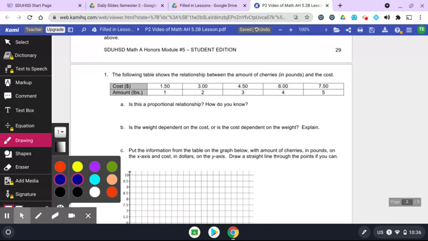The following tables show the relationship between cherries in pounds and cost. Is it proportional? How do you know? So I need to see if there is a value that I can multiply every time to get from one variable to the other. So 1 times 1.50 is 1.50. 2 times 1.50 is 3. 3 times 1.50 is 4.50. 4 times 1.50 is 6. 5 times 1.50 is 7.5. So then, yes, it is proportional.